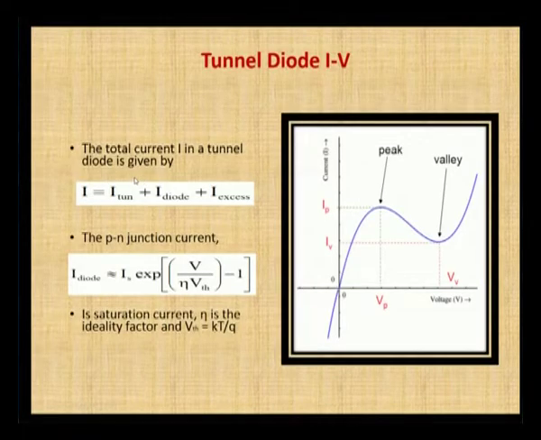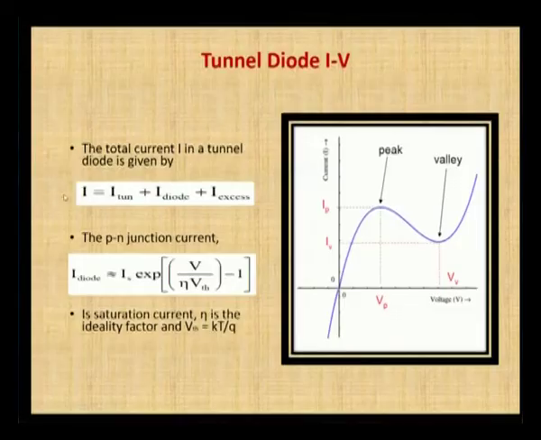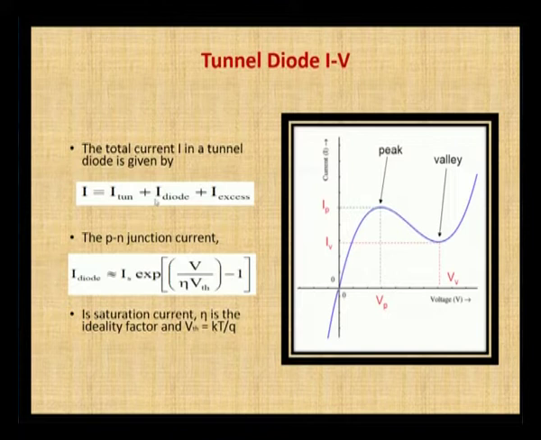Next, let us discuss some of the expressions that we can get from the curve. The total current I in a tunnel diode can be expressed as I is equal to I tunnel plus I diode plus I excess. What is I diode? I diode means when we operate as a normal PN junction diode, this current is taken as I diode, and this current is taken as I tunnel. This current is taken as the high current, and this current is taken as I excess.